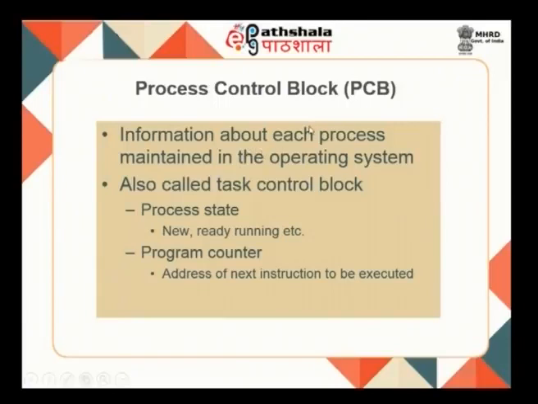And the process has a number of different parameters or qualities, and all of these can be represented in a process control block. So, the information about each process that is present in the operating system is maintained by the operating system. If there are 10 processes, each of these 10 processes will have a data structure which maintains information about itself, and this is maintained by the operating system.